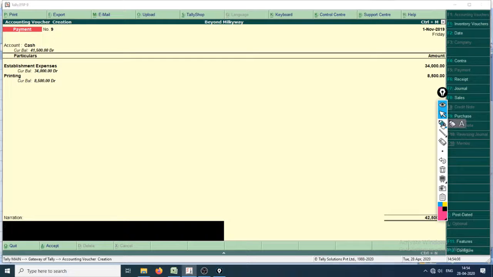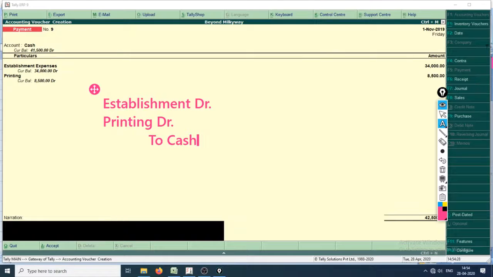So as you can see right here, there are two combined entries. The first one is cash, no, establishment debit because it is an expense, printing debit because it is an expense, to cash because cash went out. Just because they are on the same date, we can choose to pass them with a single voucher only. Right.